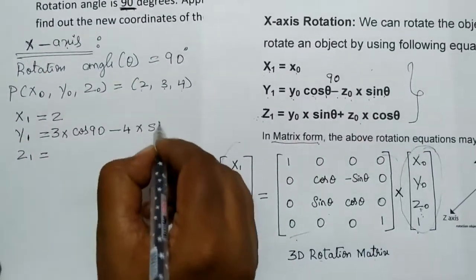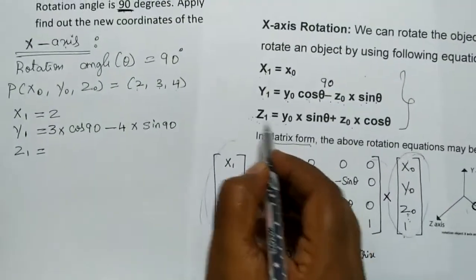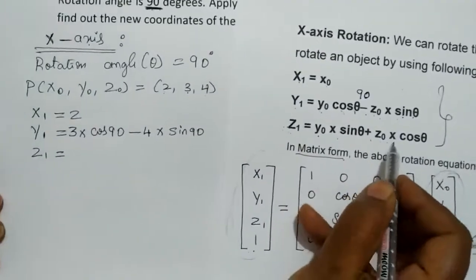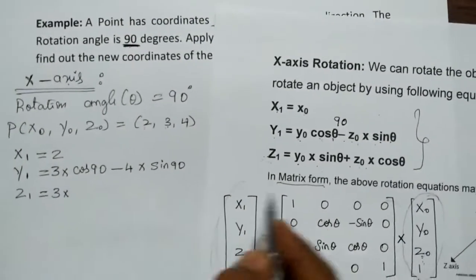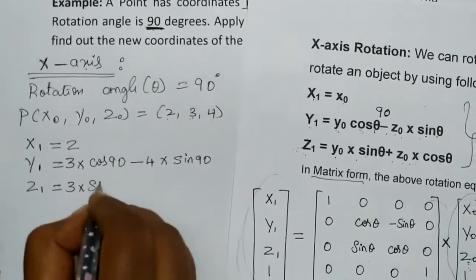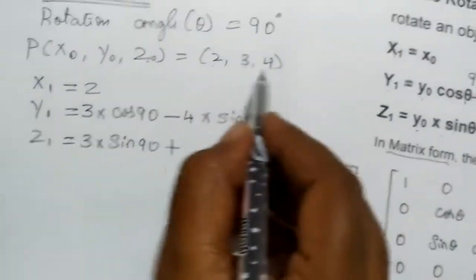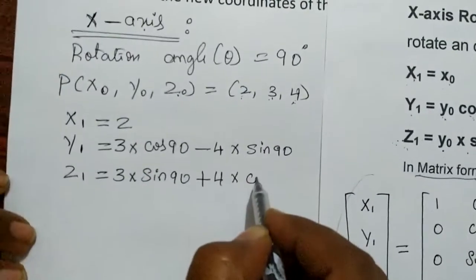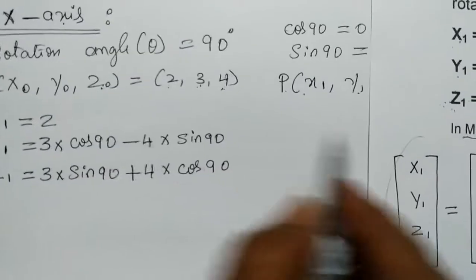So sin 90. Next we need to find z1. z1 is y0 into sin theta plus z0 into cos theta. Our y0 here is 3, so 3 into sin theta, that is sin 90, plus z0, which is 4, 4 into cos theta. Cos theta means cos 90. So what do our values become now?